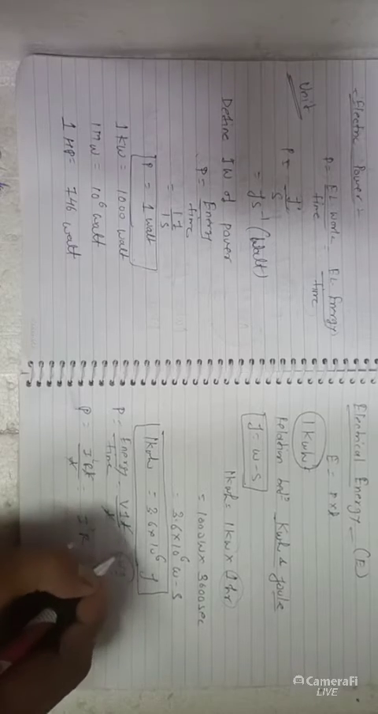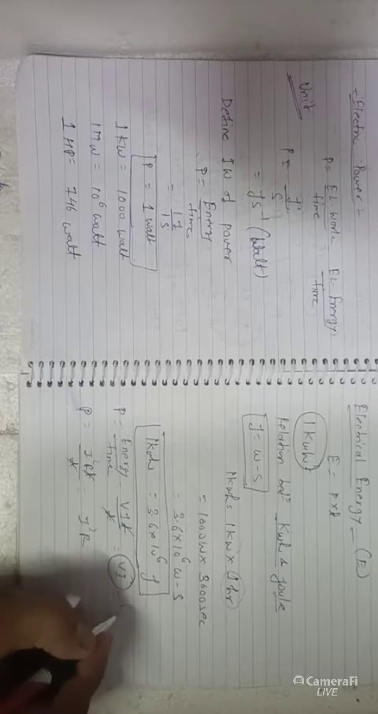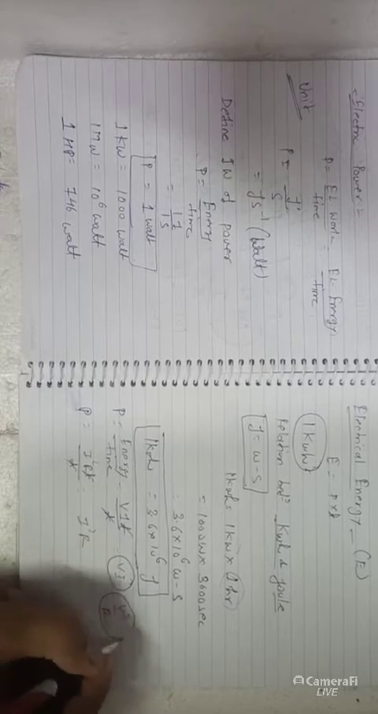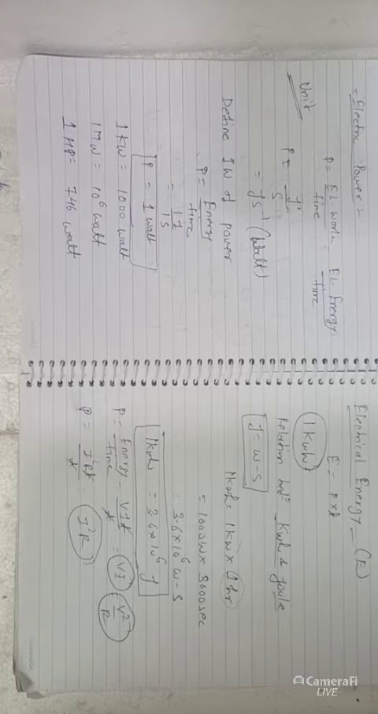Now here if we place V by R at the place of I, we will get V square by R. So these are the formulas to find the power. P equals VI we can do, P equals V square by R we can do, P equals I square R we can do, and simply we can do energy by time also if we know. Okay, so these are some basic things of this chapter.